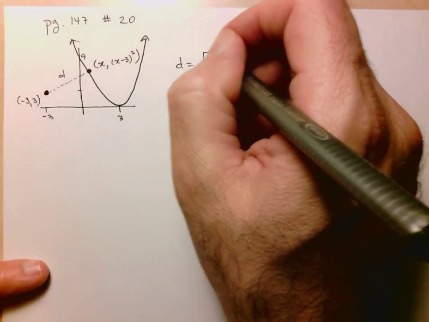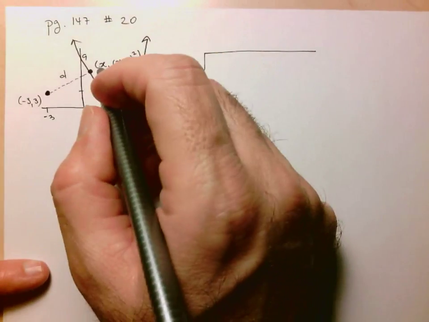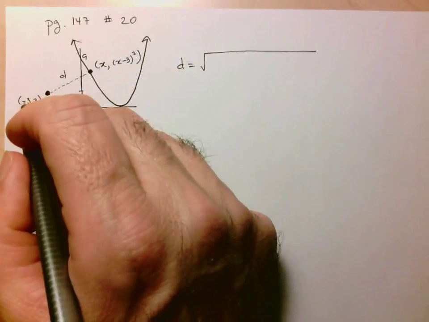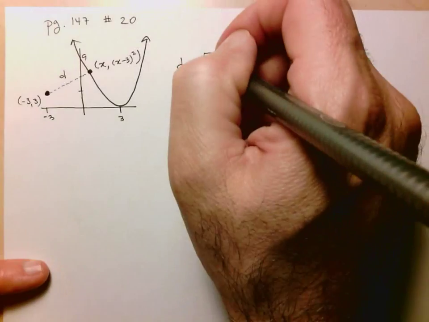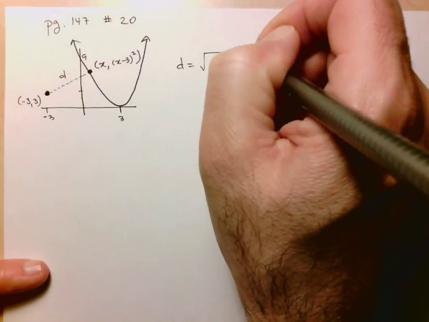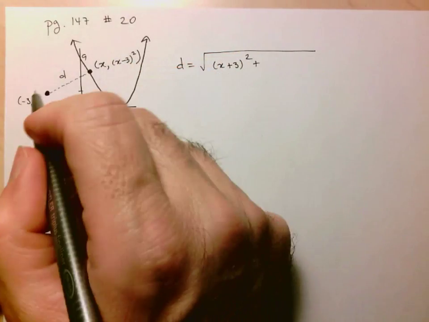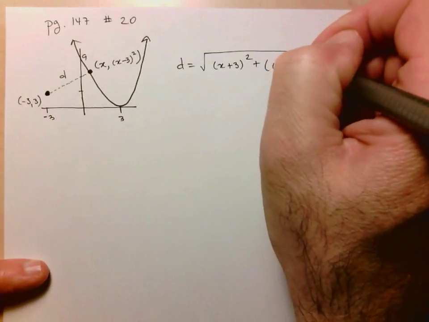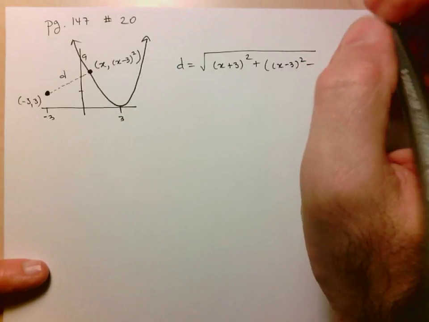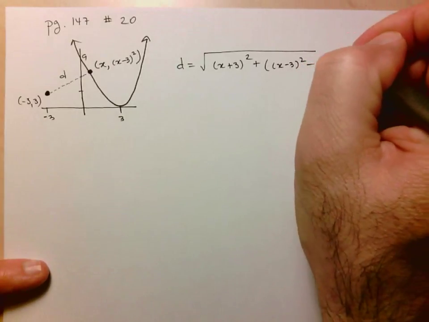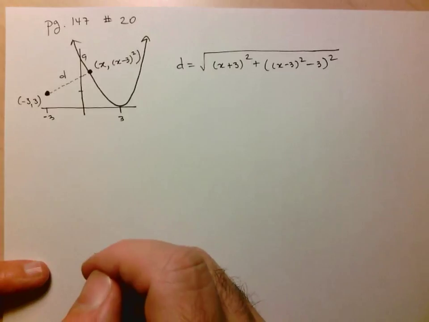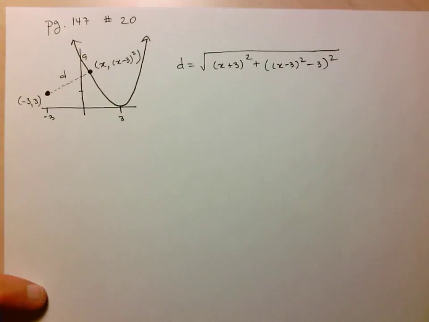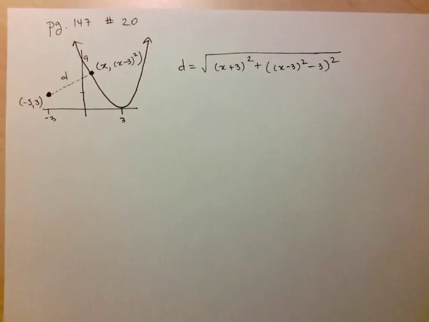We know that it's the square root of (x2 minus x1) squared plus (y2 minus y1) squared. So I'll start with x2 minus x1: x minus negative 3 is going to be x plus 3, squared, plus y2 minus y1, which is (x minus 3) squared minus 3, all squared. And here we have our distance given in terms of that one variable.